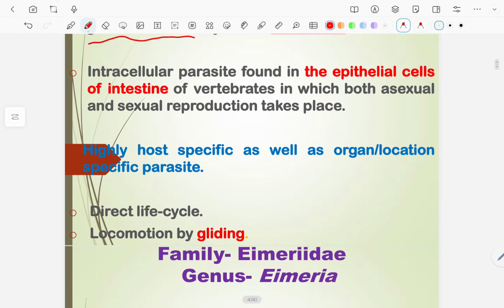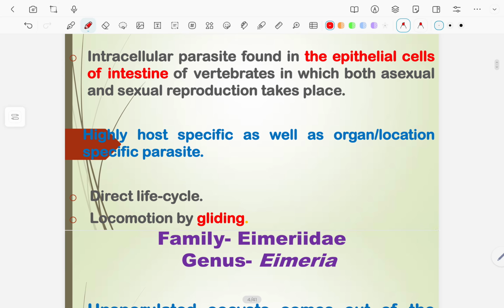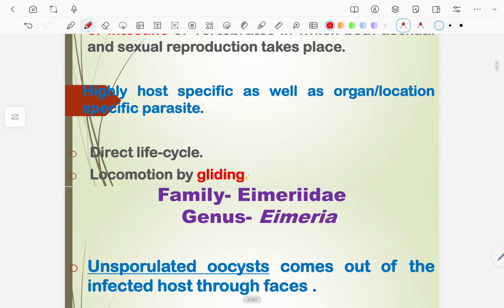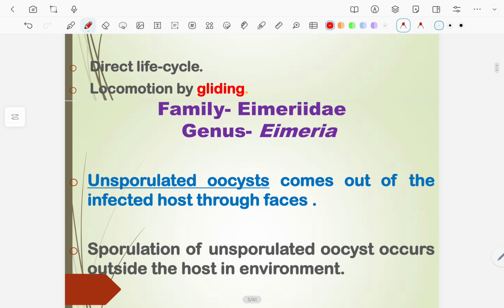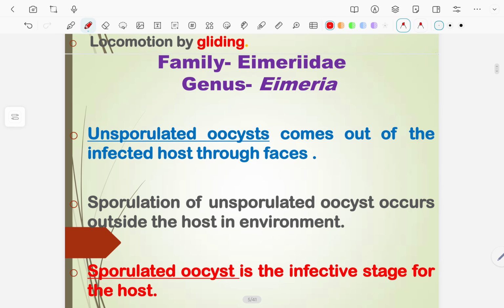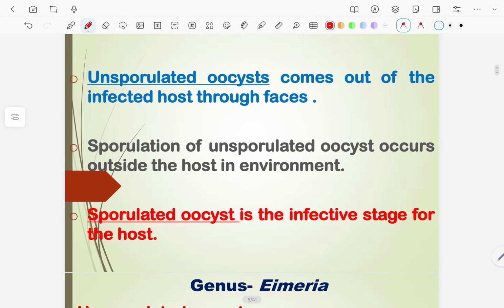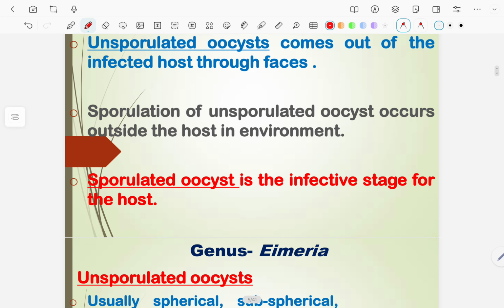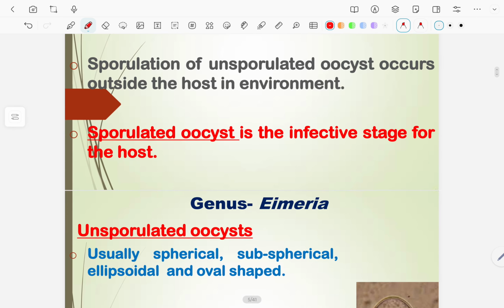Highly host-specific as well as organ or location-specific parasite. Direct life cycle, locomotion by gliding. Genus Eimeria. Unsporulated oocysts come out of the infected host through feces. Sporulation of unsporulated oocysts occurs outside the host in the environment. The sporulated oocyst is the infective stage of the host.